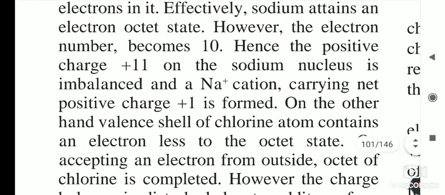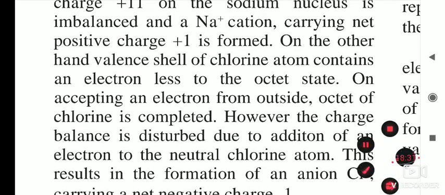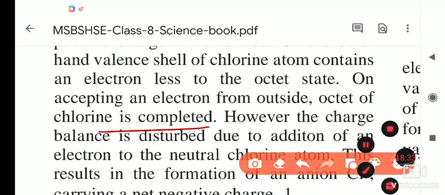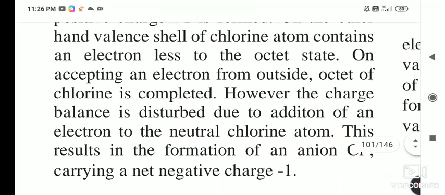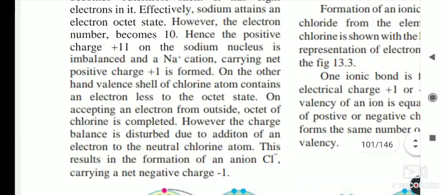On the other hand, the valence shell of the chlorine atom contains fewer electrons than the octet state, so it accepts 1 electron from outside, and the octet of chlorine is completed. However, the charge balance is disturbed, and due to the addition of 1 electron to the neutral chlorine atom, this results in the formation of Cl minus, carrying a net negative charge of minus 1.